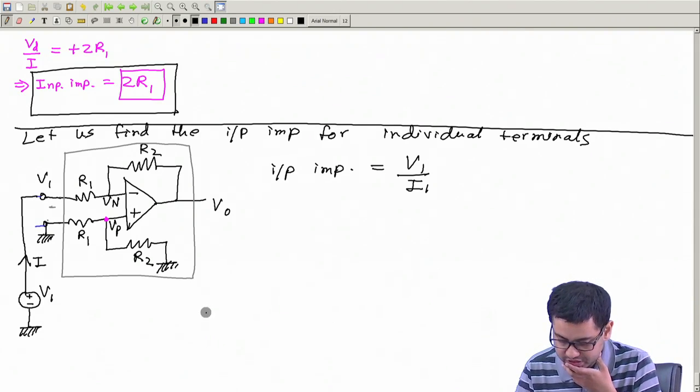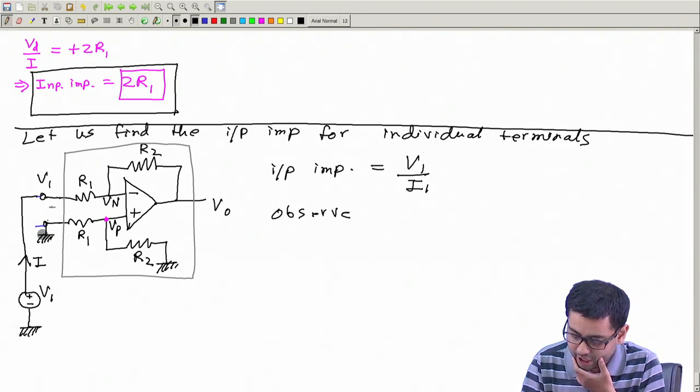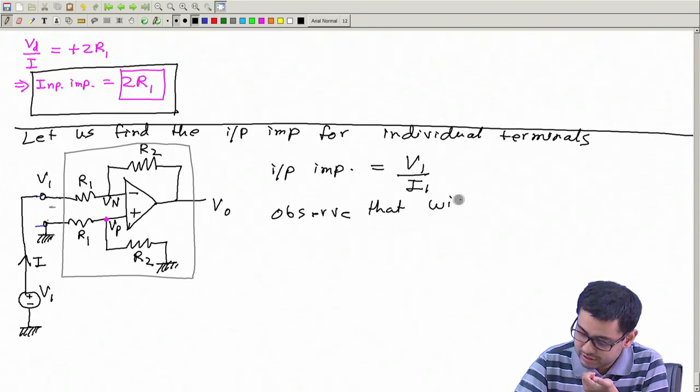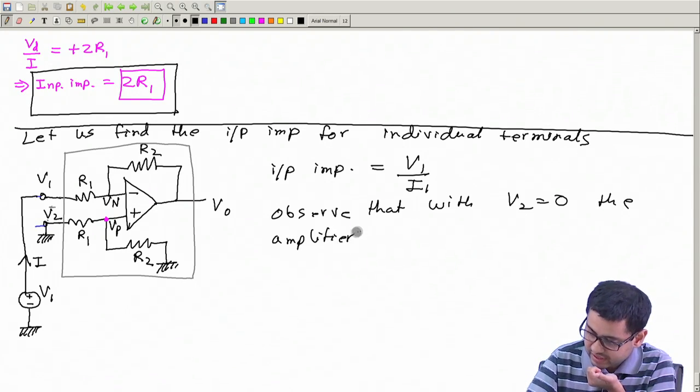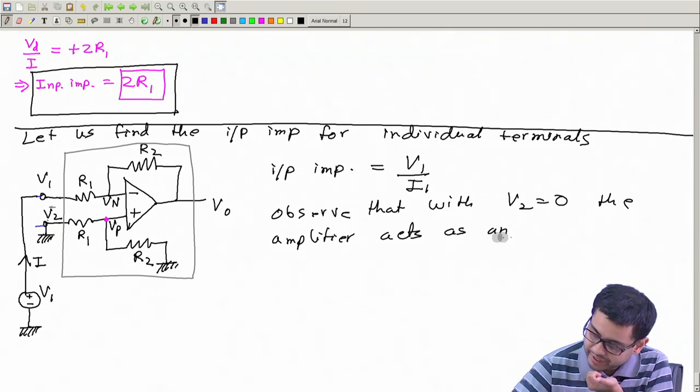Okay, so now you see, observe, with this terminal grounded, that means this terminal is actually grounded. This part acts like an inverting amplifier. Observe that with V2 equal to 0, this is V2, the amplifier acts as an inverting amplifier.